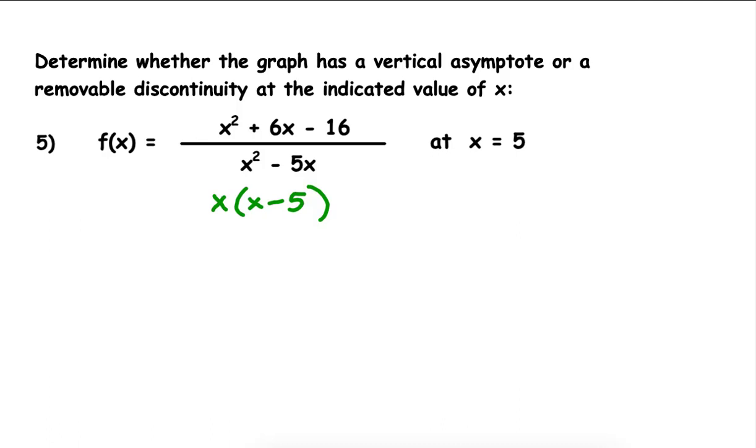Right now I can see that, yeah, there is an issue at x equals 5, but there is no way that I'm going to get an x minus 5 out of this. It's simply not going to happen. It doesn't take a rocket scientist to notice that. So because there won't be canceling, we will be left with this x minus 5 in the denominator, and therefore there will be a vertical asymptote at that location.